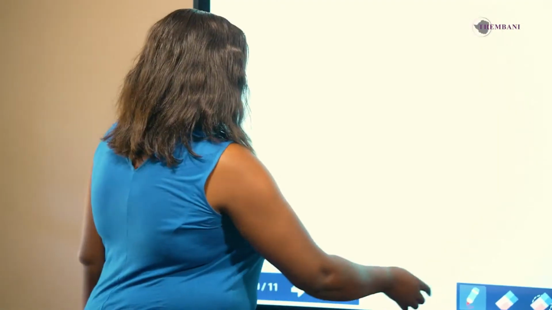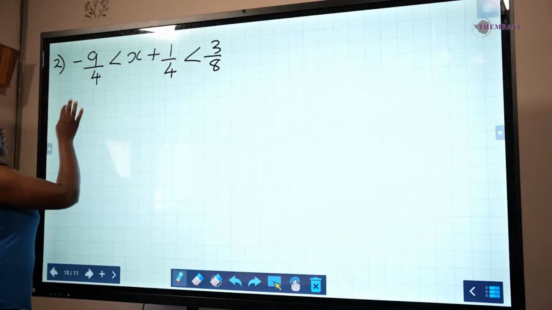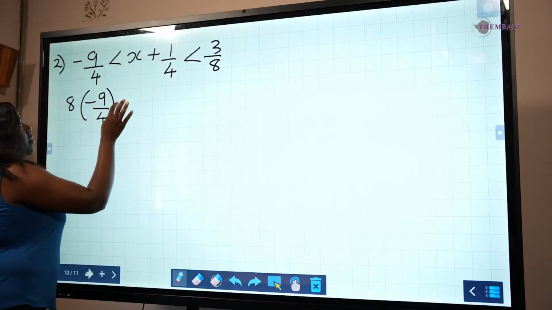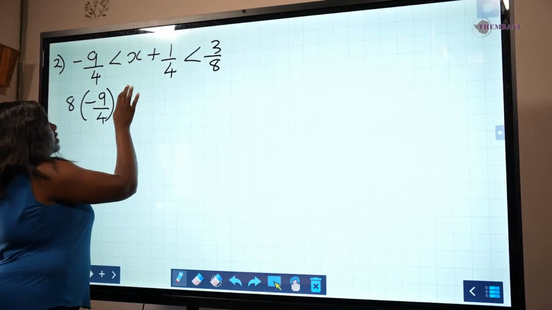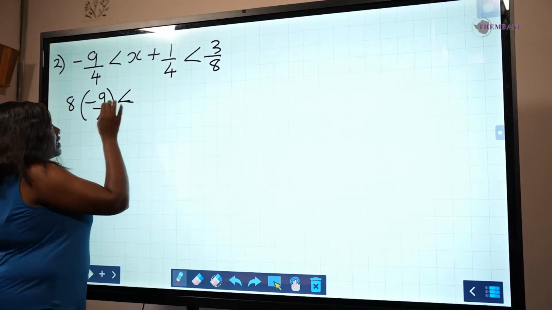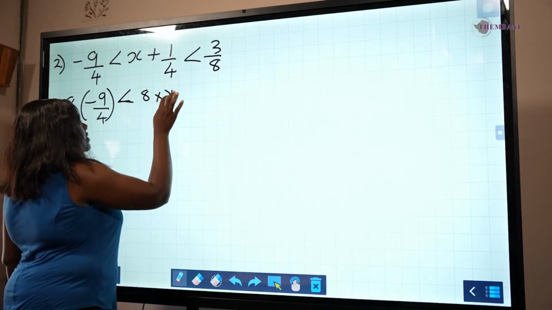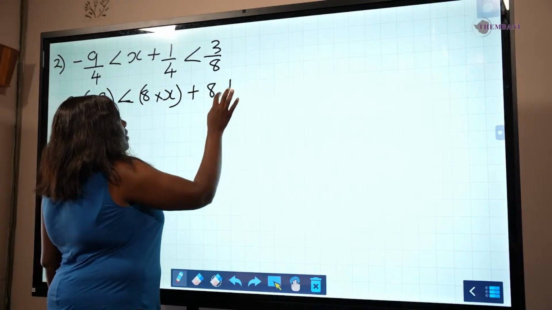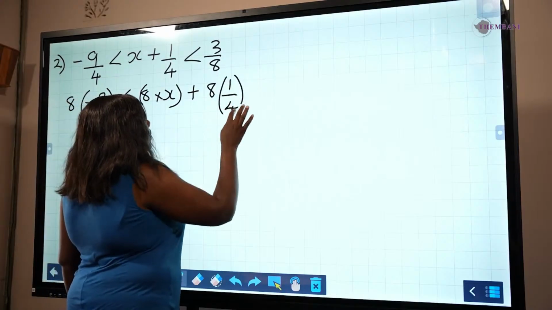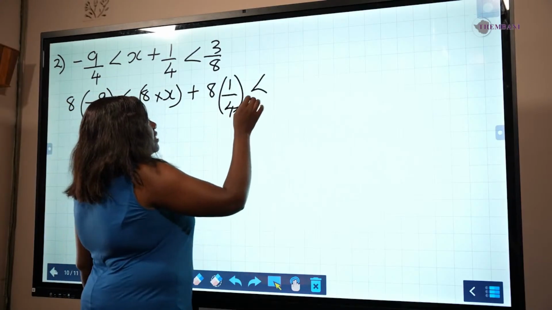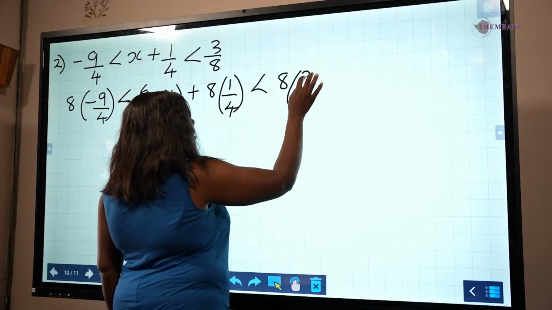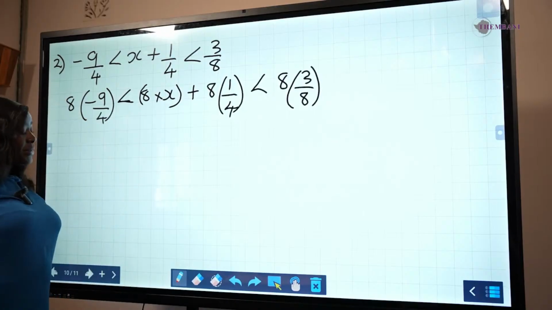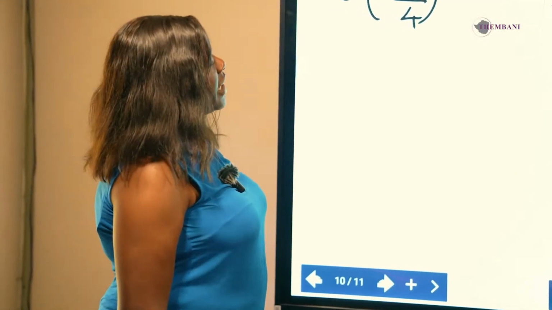So we are multiplying each and every term with 8. We are saying 8 is multiplying negative 9 over 4 minus, is less than 8 multiplied by x plus 8 multiplied by 1 over 4. Put our inequality sign. Then we are saying again 8 is multiplying 3 over 8. So we have multiplied each and every term by our LCM, which is 8.